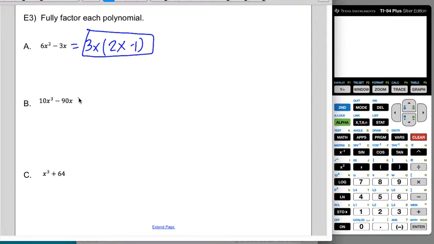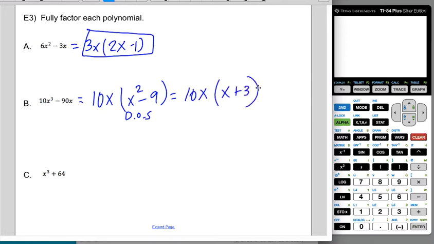For b, I see that there's a GCF of a 10x, and if I take that out, I'm left with an x squared minus 9. Well, this is a difference of squares. Right? This is an x squared minus a 3 squared. Difference means subtraction. So I get a 10x, which is my GCF, and the difference of squares will factor into x plus 3, x minus 3. That's not what I wrote, though. I wrote a 9. Sorry, my bad. I said 3. I wrote 9. There we go.